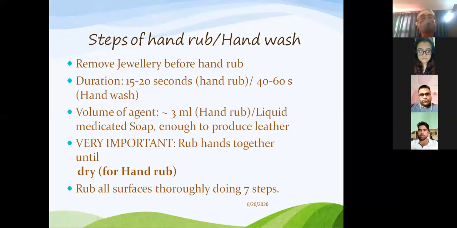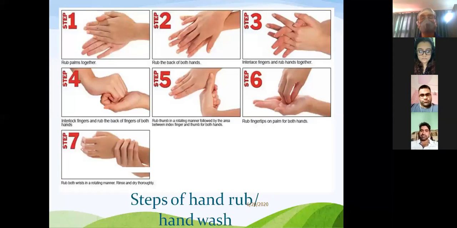The formula for hand washing is Suman K. Suman means S for Sidha. Whenever we are washing our hands, this is Sidha. You can all practice this. Sidha means touching both the palms together. Then followed by U, Ulta, where the back of the hand is to be rubbed 5 times on both sides. And then M is for Mutti. Mutti is like this.